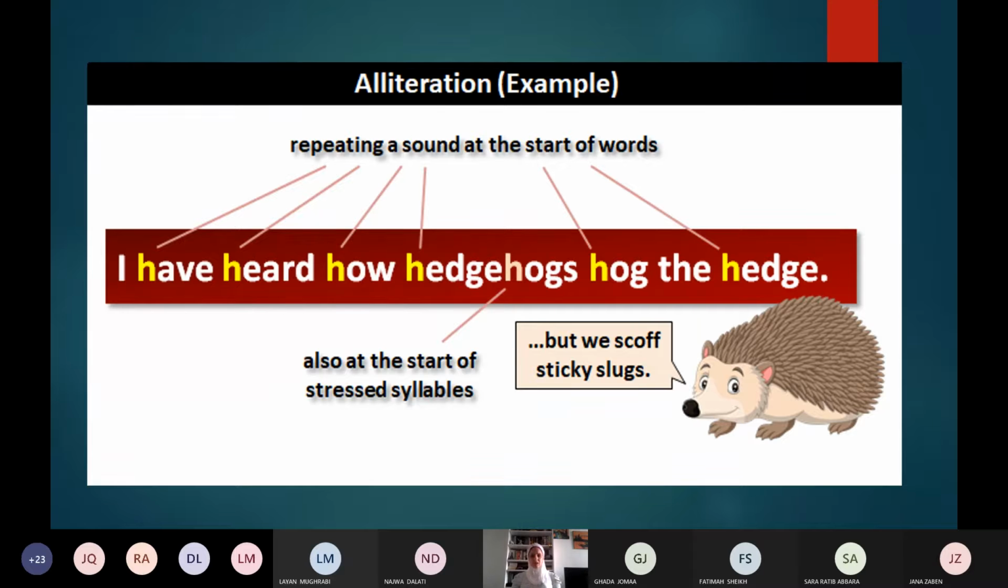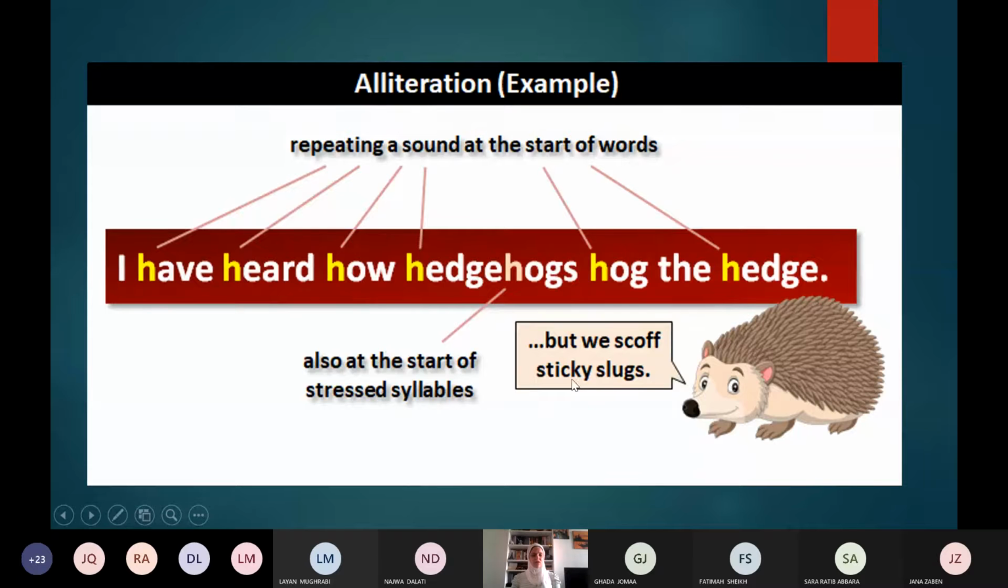I guess it's the first time you hear alliteration, girls? No, we took it. You took it? Great. Alliteration is when I repeat a sound at the start of the words. I have heard how head hogs hog the hedge. H, H, H, H. So alliteration is the repetition of a sound at the start of each word. Okay?